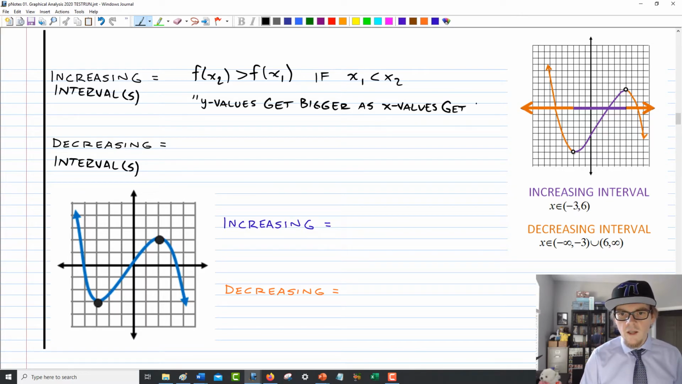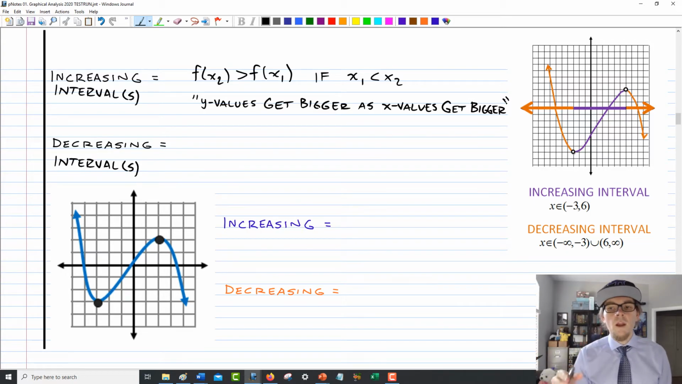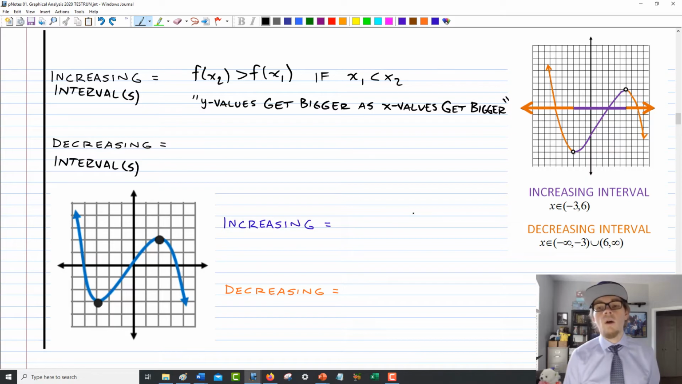And again, you can tell which one's the more formal definition because it looks a little bit more precise. But at the same time, this conceptual definition is really accurate. It's saying that as we get larger and larger x values along the way, we're looking for y values to continue getting larger and larger. And this inequality means that we're literally comparing the previous y value to the next y value.